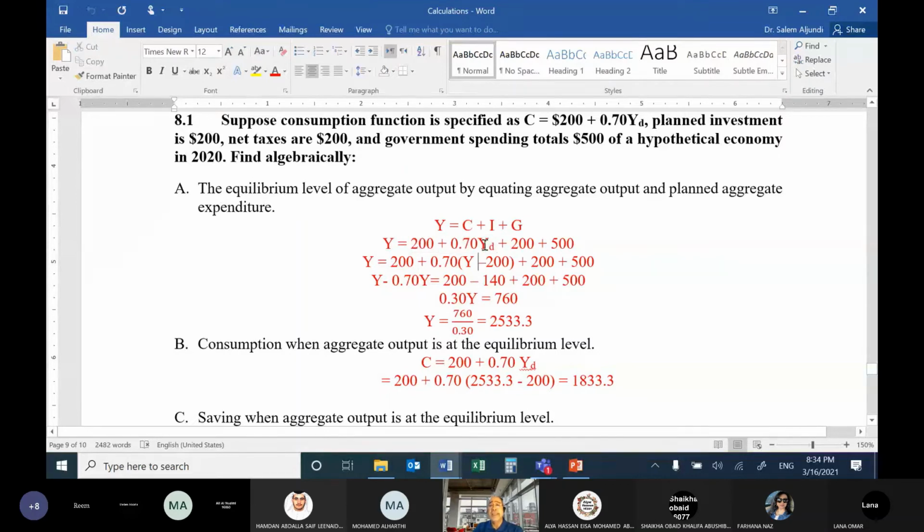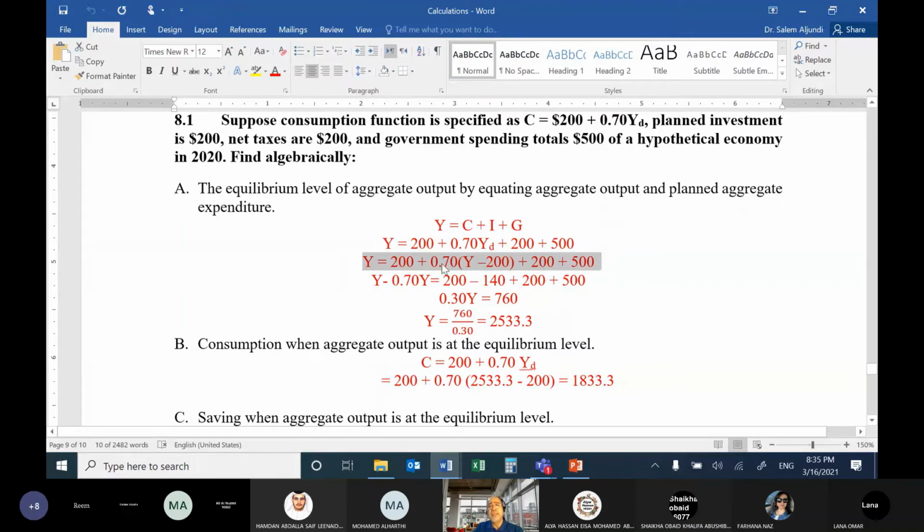Now YD equals Y minus T. YD, disposable income, equals aggregate income minus taxes. If you remember the introduction to this chapter, the first slides of this chapter, disposable income equals income minus taxes. So taxes is 200. So in this equation, there is only one symbol missing, which is Y. For this reason, we can calculate it.